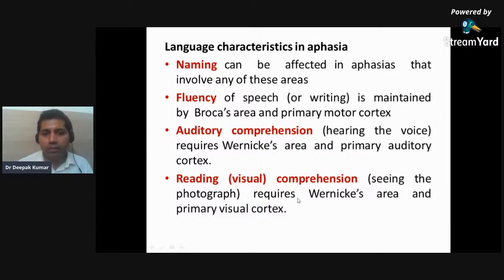Next thing is the reading. Same again. Reading comprehension is impaired in Wernicke's aphasia, transcortical sensory aphasia, mixed aphasia, and global aphasia. I think now you're getting familiar with the pattern.